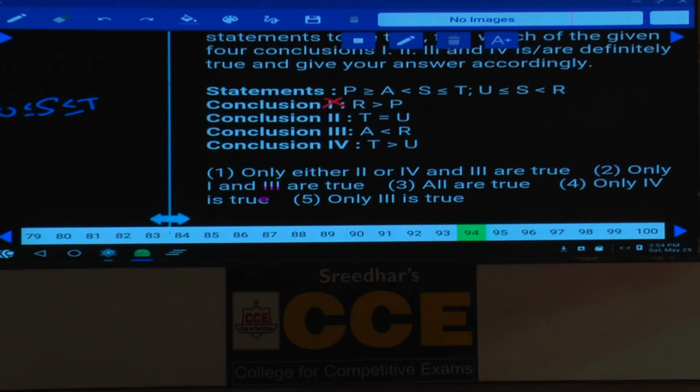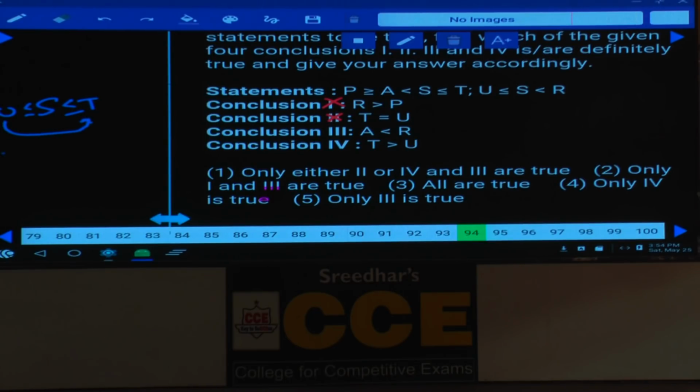U lesser than or equals to S and next one S lesser than or equals to T, hence two opposite symbols, no relation between these two. And then now next one, A lesser than R. What is A lesser than R here? A lesser than R. Now between T and U, tell me what is the final conclusion we got?